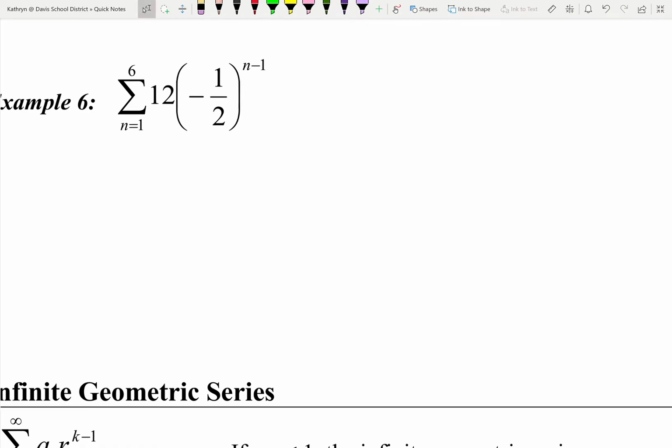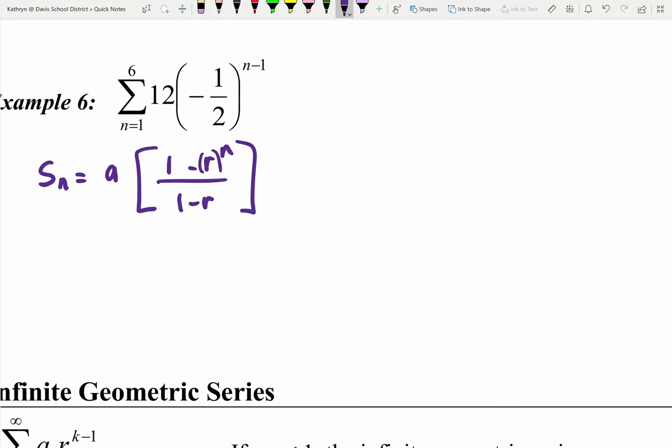So add the numbers together, find a summation, use that formula from n equals 1 to n equals 6, okay? So you're finding the sum of the first, how many terms? Somebody tell me. Find the sum of the first 6 terms, sure. So here's my formula, S of n equals A times 1 minus r to the n over 1 minus r. Okay, now let's list out what we know. We need to know A, and we need to know R, and we need to know N.